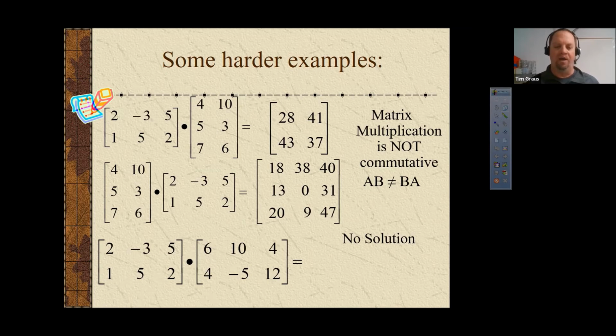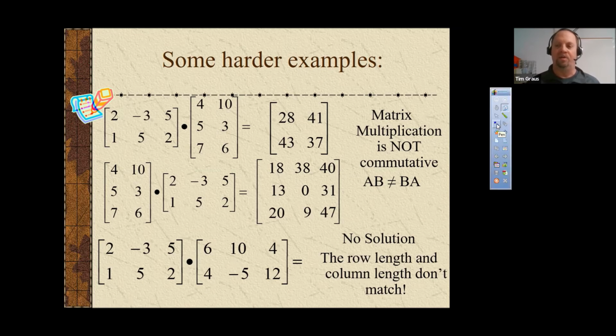But why are the dimensions not right here? I mean, for adding, this worked perfectly fine as long as they had the same size, we could add. But for some reason now we cannot multiply these even though they're the same size. Well, again, the problem is the row length and the column length don't match. Let's look back at all of our previous examples and see why it was possible to multiply those versus this one where it's not possible.